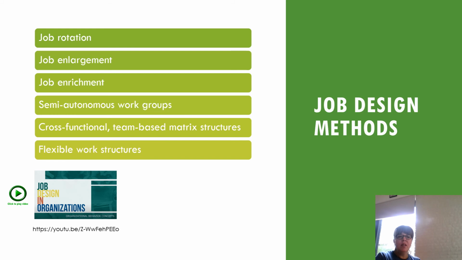Job design methods. There's actually a video here that helps explain this a little bit more, but I'll just very quickly go through the broad dot points under job design methods. So there's job rotation, job enlargement, job enrichment, semi-autonomous work groups, cross-functional team-based matrix structures, and flexible work structures. Job rotation, not doing the same thing all the time. Job enlargement, the idea of having greater capacity to do things. Job enrichment, you're actually getting something out of it. Semi-autonomous work groups, so teams that work together that don't need a boss breathing down their neck every 5 seconds. Cross-functional team-based matrix structures, teams who are able to do a broad range of things. And flexible work structures, again, you aren't necessarily nailed down to one element all the time. Again, watch the video.